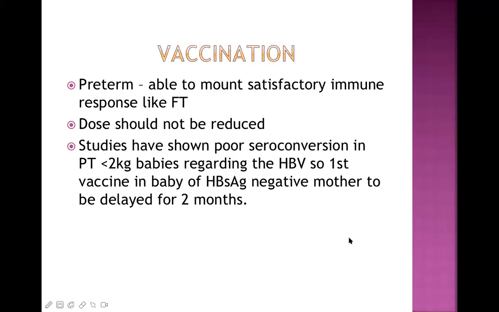Now, what about the vaccination? In preterm baby, they are able to mount satisfactory immune response like full-term baby. So the same dose of vaccination is given. You don't need to reduce the dose of the vaccine. Same dose is given. There is one small exception for hepatitis B vaccine because studies have shown that there is poor seroconversion in preterm baby who are less than 2 kg. Regarding the hepatitis B vaccine, the first vaccine in the baby who is born to a hepatitis B surface antigen negative mother is delayed for 2 months. We don't give immediately at birth. It should be given at 2 months after birth just to make sure the proper antibody will be formed. So this is one small exception. Otherwise, regarding the vaccination, you don't need to change anything. It is just like a full-term baby.